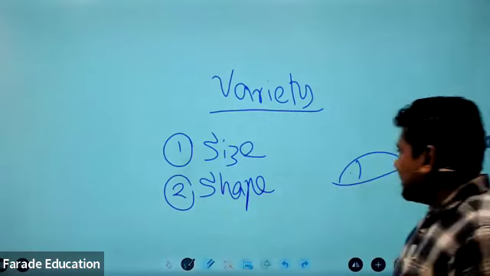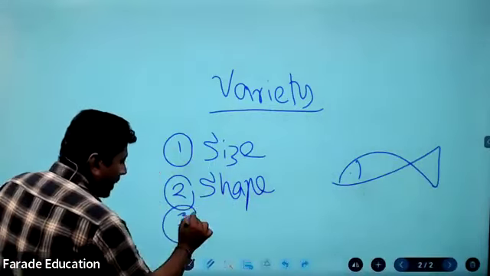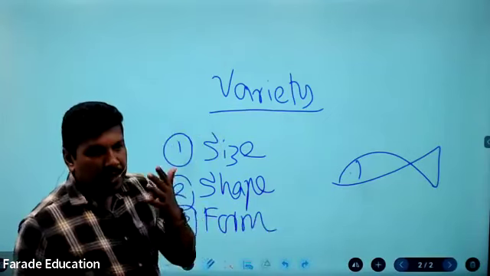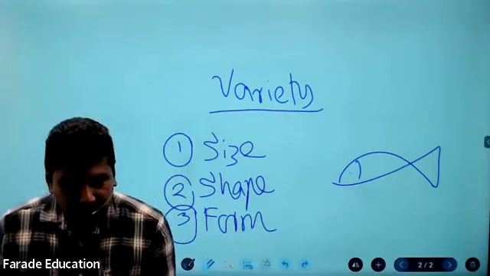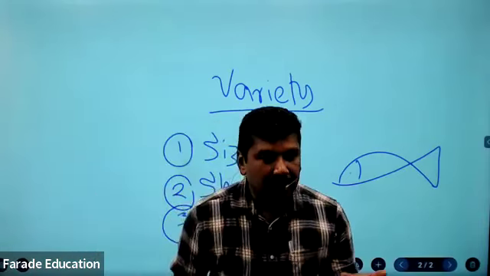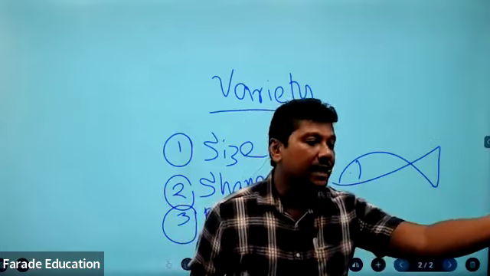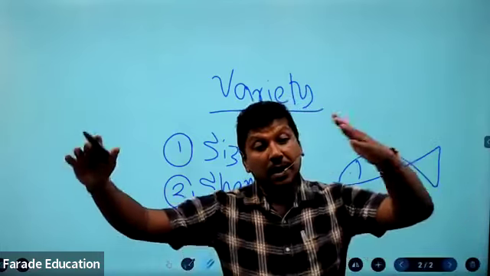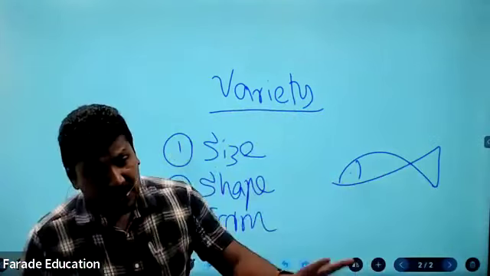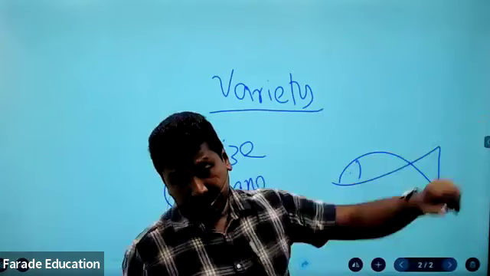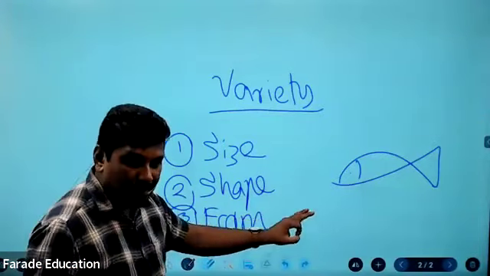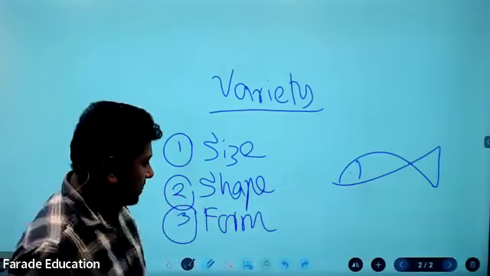And in the form. What do you mean by form? Some are unicellular, like bacteria, protista, and some of the fungi. They have only one cell in their whole body. And some are multicellular. They have thousands and millions and trillions of cells. So it can be a unicellular or a multicellular organism.